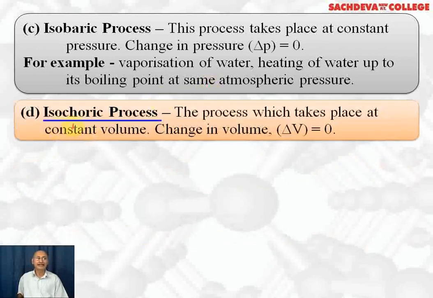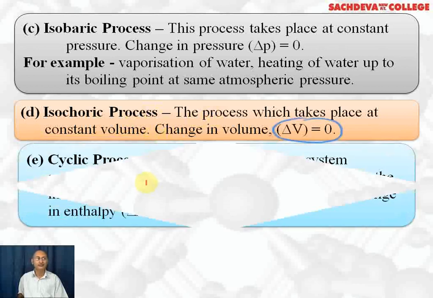Next, we are taking the isochoric process. From the name, iso means same, choric means volume. That is, this process takes place at constant volume. And if there is constant volume, it means there is no change in volume, that is, delta V is equal to 0.